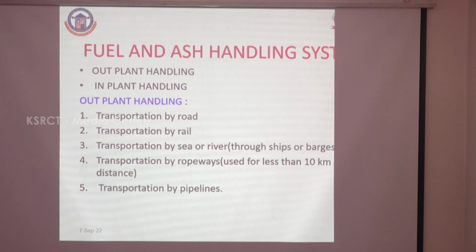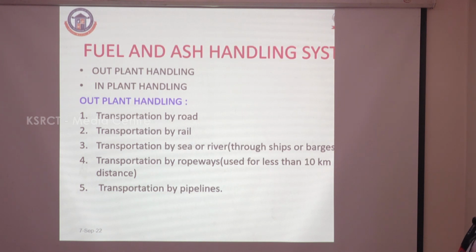The third one is transportation by sea or river. The coal is imported from Australia by ship, and the coal is transferred from Australia to India. In our Indian coal, the ash content is very high, 10 to 20%. In Australian coal, the ash content is very low, less than 10%. So automatically the Indian government imports coal from Australia. The transportation of coal by sea or river is possible by this method.